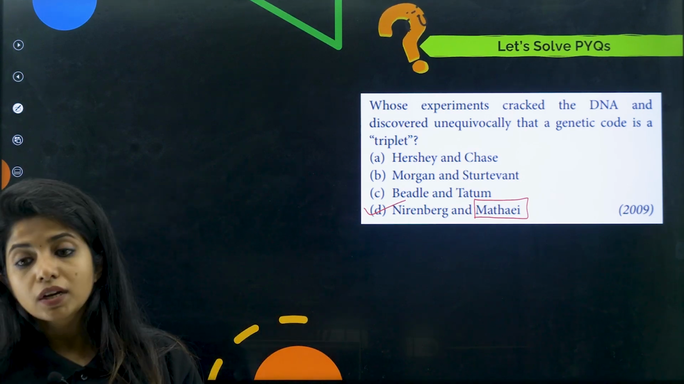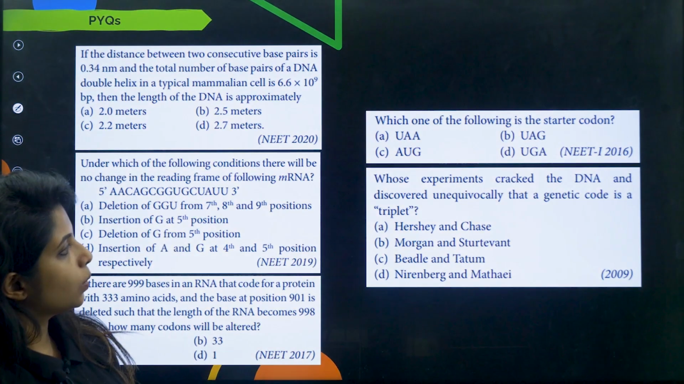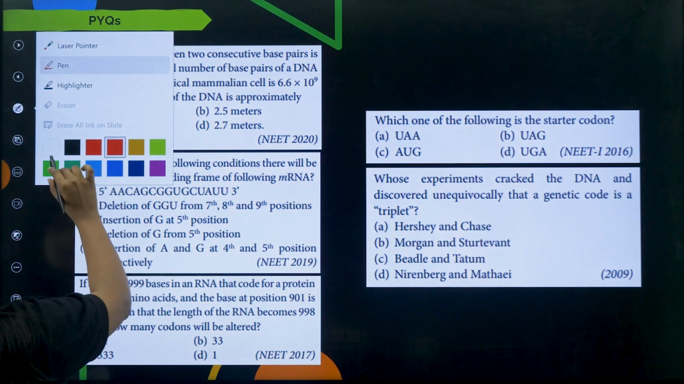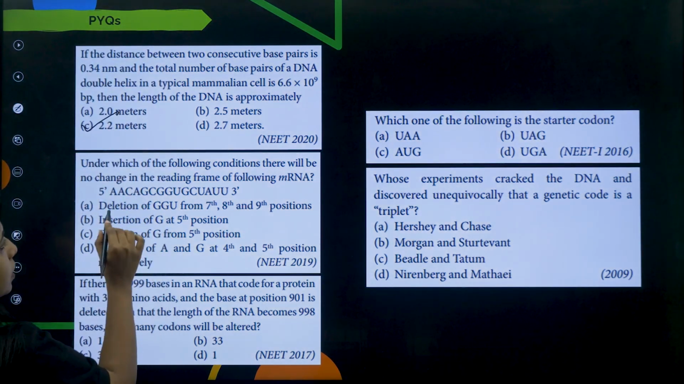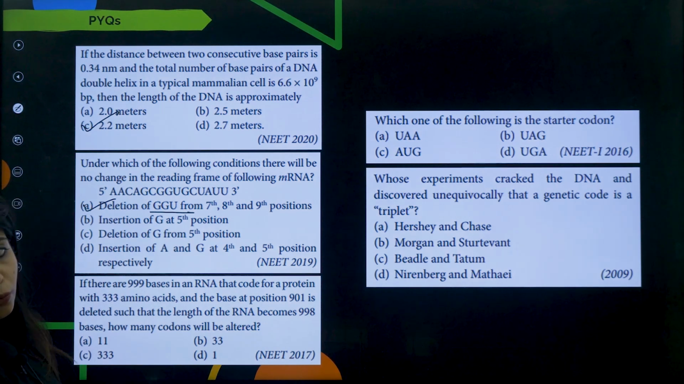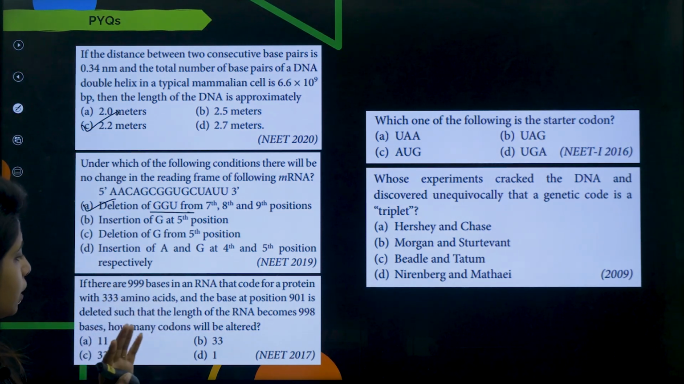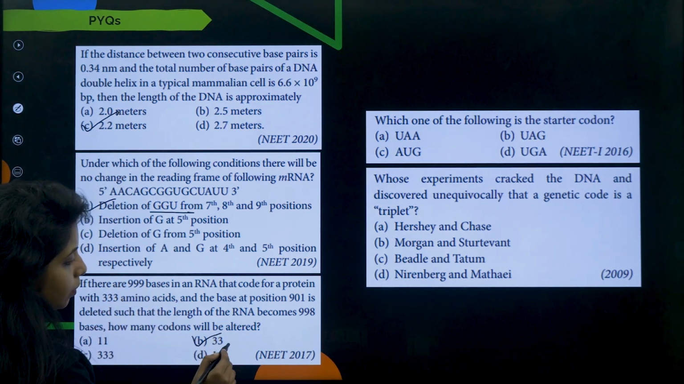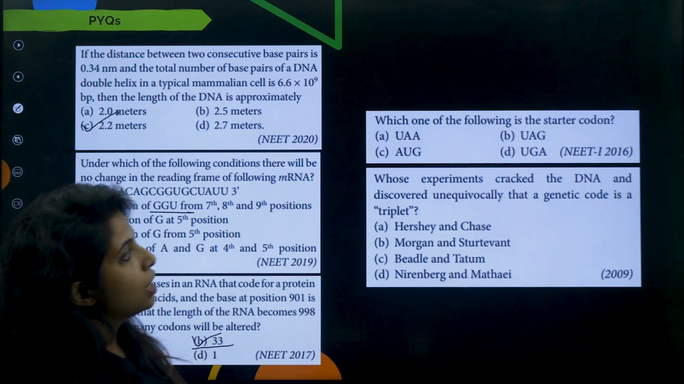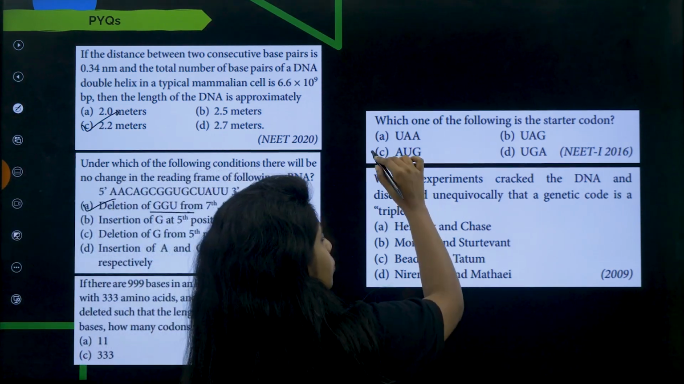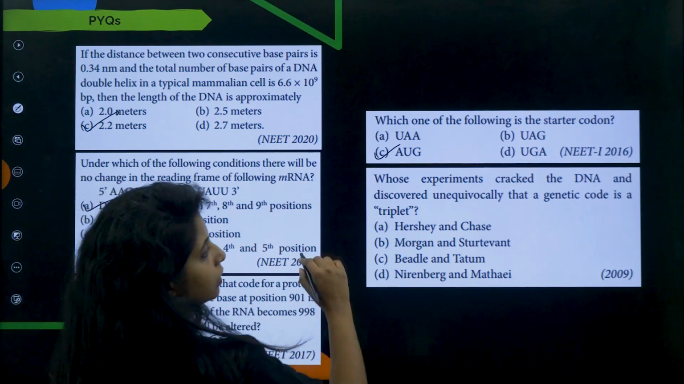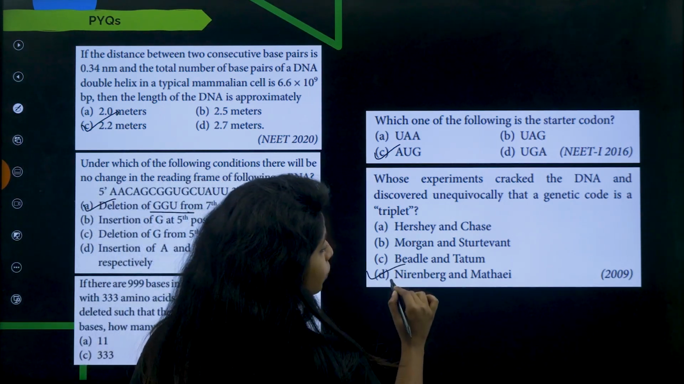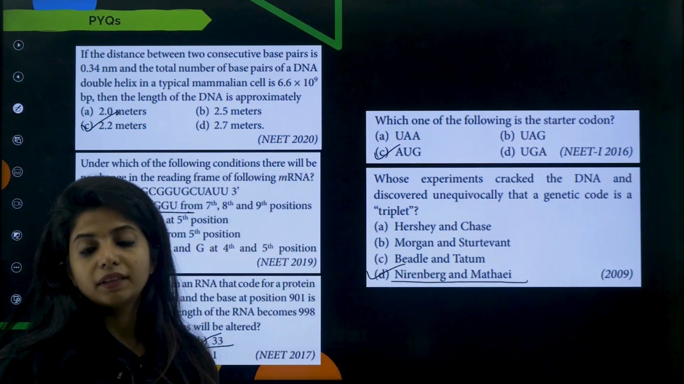This came in 2009. Now, so the whole questions, if we see, the answer was that deletion of GGU won't change the frame, because 3 codons do not make any change. Here, the number of altered codons will be 33. Which one of the following is a starter codon, children? You know it is AUG, that is methionine. And whose experiments cracked the discovery of triplet codons? It is Nirenberg and Mathai.